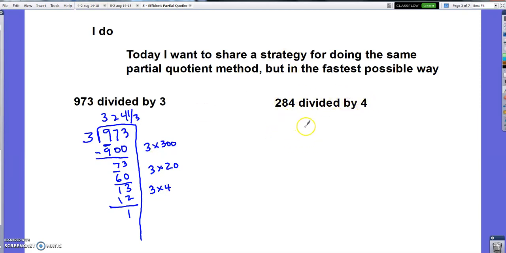284 divided by 4. This one's going to work a little differently. I picked this one for a different reason. So 284 divided by 4. Now watch what I do.